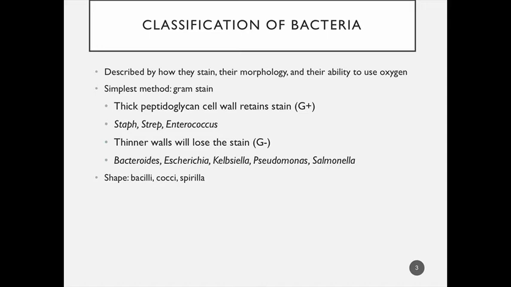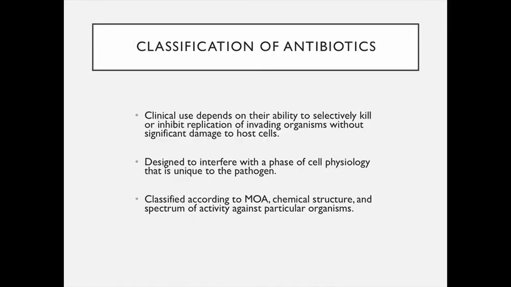Another way to identify them is on their shape or morphology. If they're rods, we call them bacilli. If they're round or spherical, we call them cocci. If they're shaped like a spiral, they're called spirilla. So that's a second way to identify a bacteria. And the third is whether or not they use oxygen. An oxygen-using bacteria is aerobic. One that doesn't need oxygen would be considered anaerobic. All right, so that's the first way to classify bacteria in a very general, simplified manner.